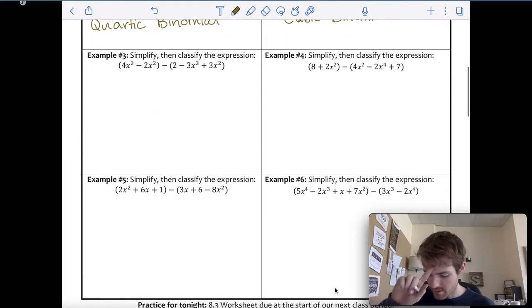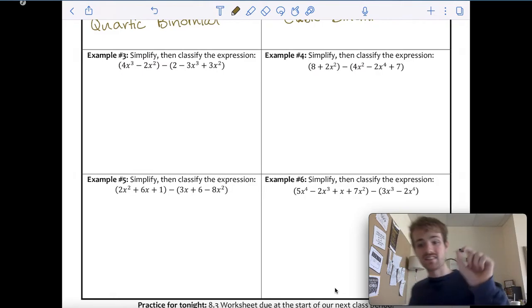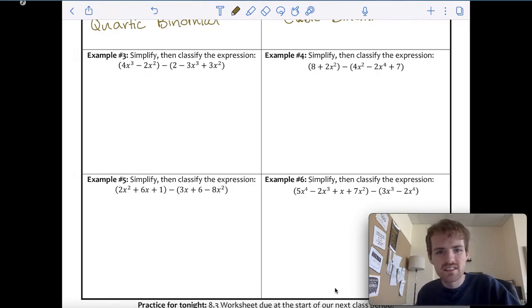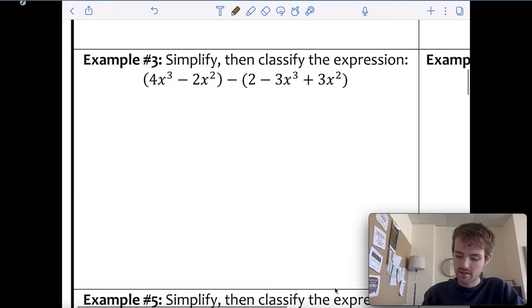Let's do this. Let's do 2 more examples, because really in this lesson all we're adding in is that distributing the negative. So let's do examples. We'll do example 6 because that looks exciting. And then let's do example 3. Example 3, there it is.